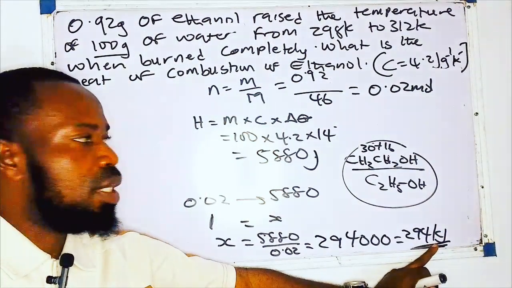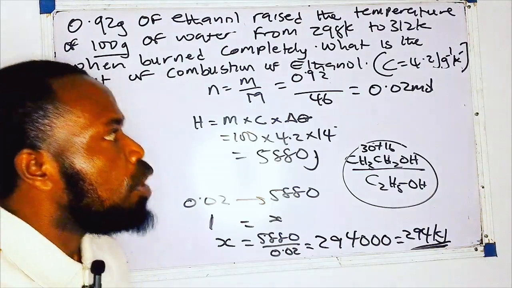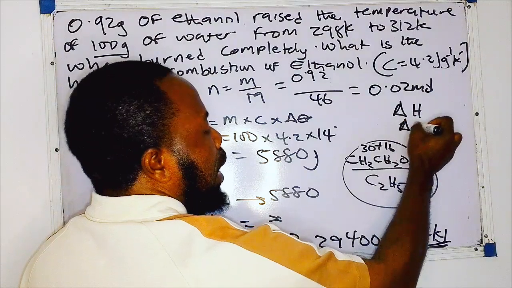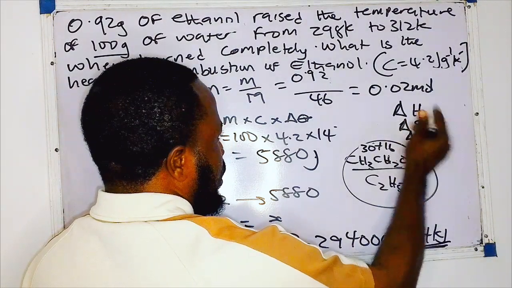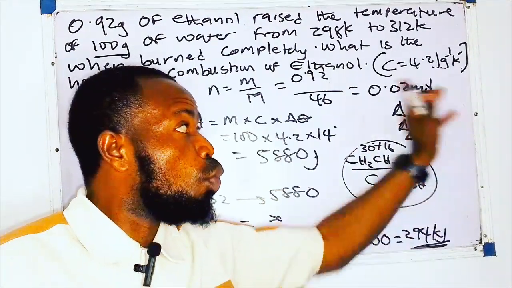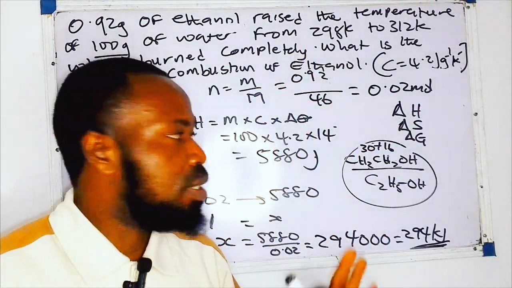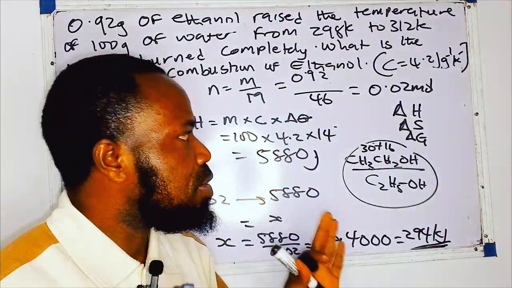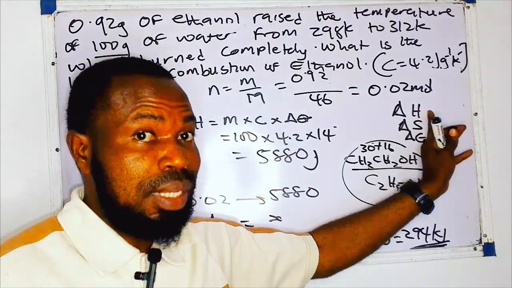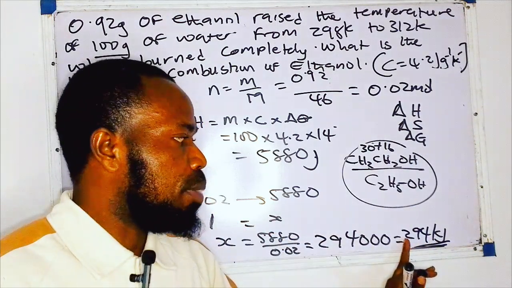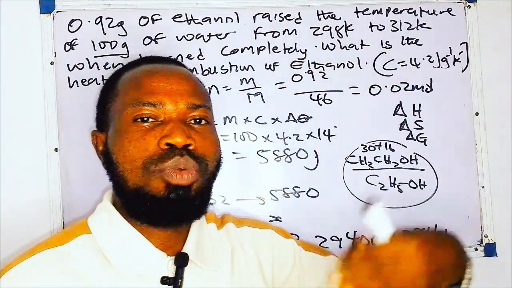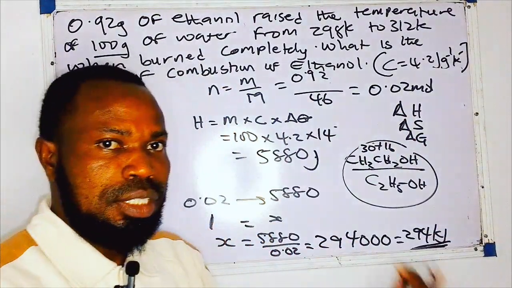That is our answer. Ladies and gentlemen, when solving this kind of question, you should not forget what delta H stands for, what delta S stands for, and what delta G stands for. Delta H is enthalpy change, or the heat content. If it's positive, that means it's an endothermic reaction, like this one. If it's negative, it's an exothermic reaction. Exothermic reaction is a reaction in which heat is liberated, but endo means heat is absorbed.